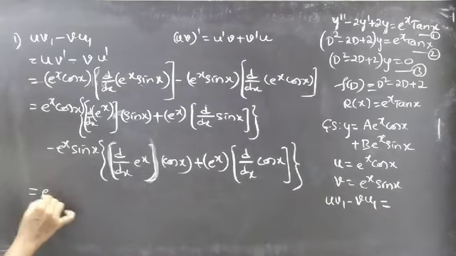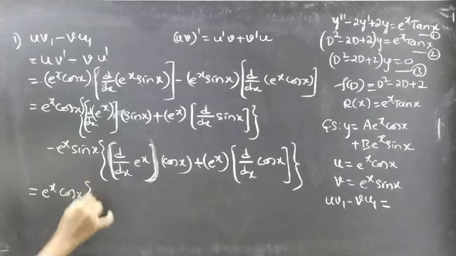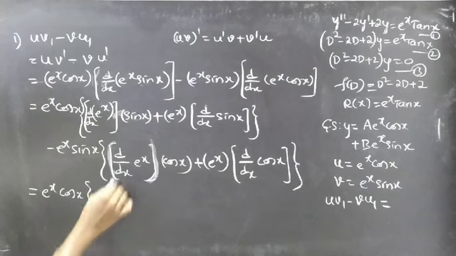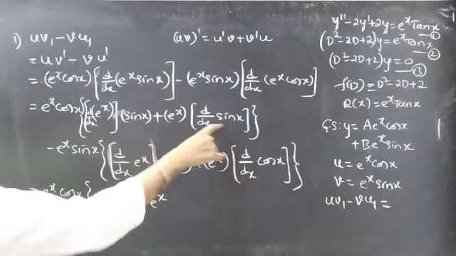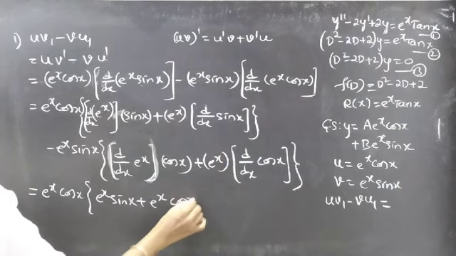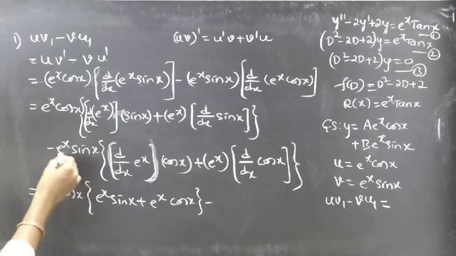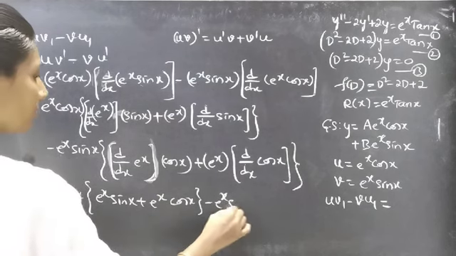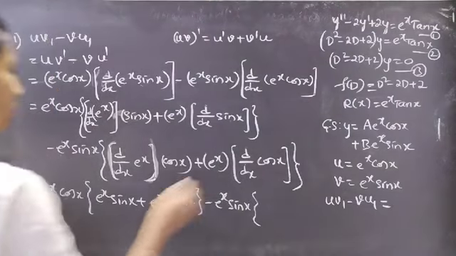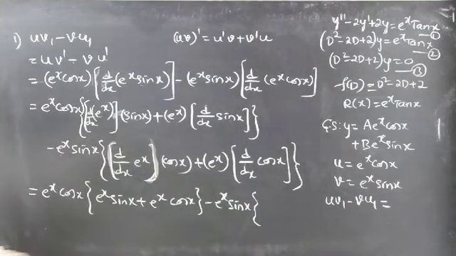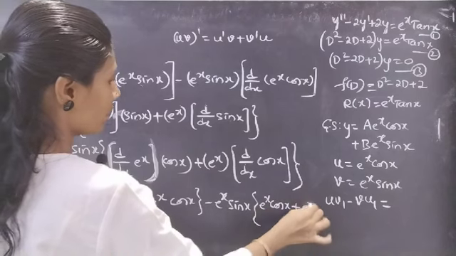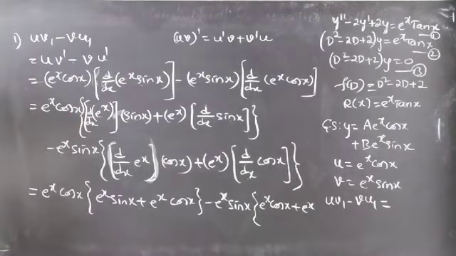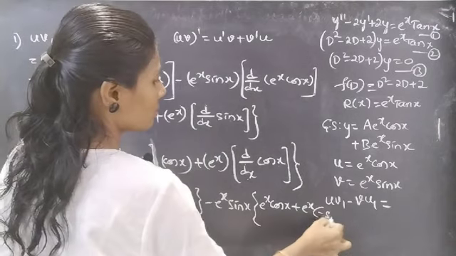is equal to e power x cos x into, the derivative of e power x with respect to x is e power x into sin x, plus e power x into the derivative of sin x with respect to x, which is cos x, minus e power x sin x into, the derivative of e power x with respect to x is e power x into cos x, plus e power x into the derivative of cos x with respect to x, which is minus sin x.